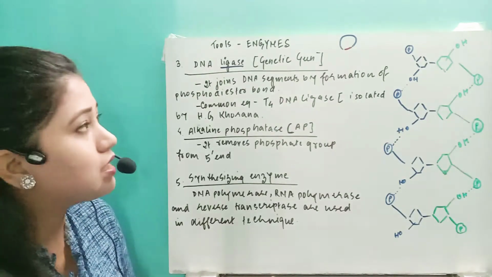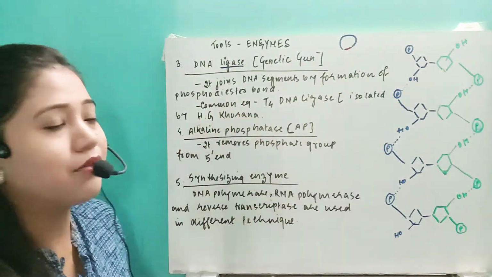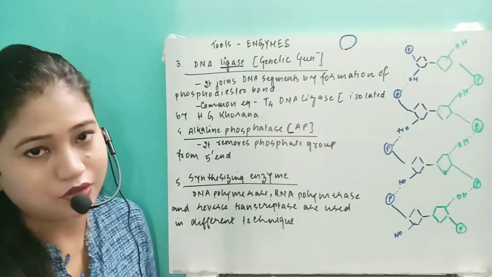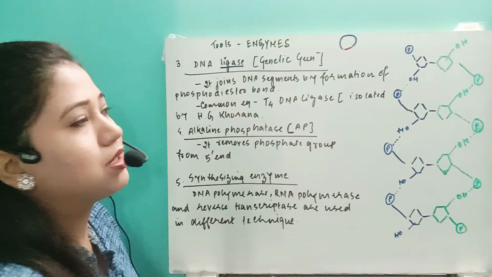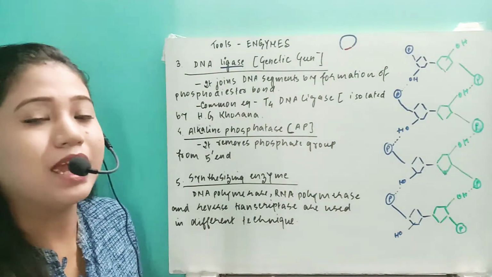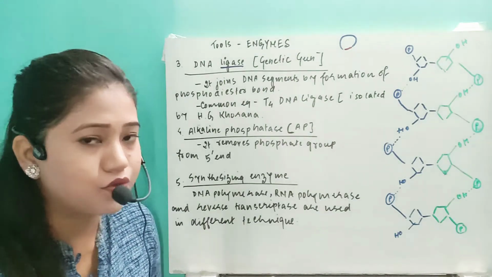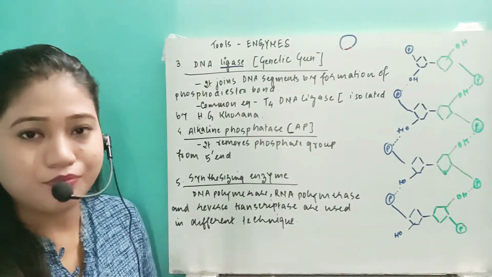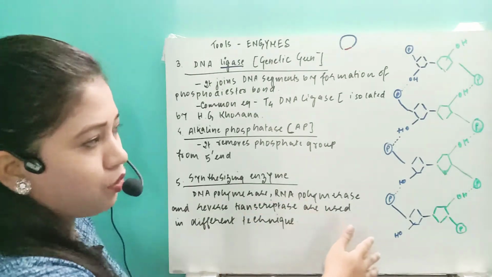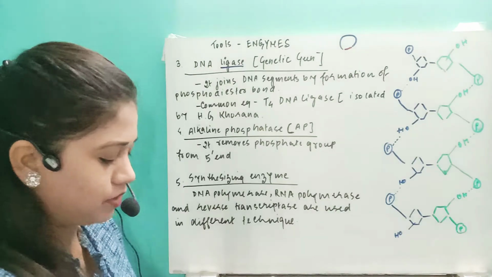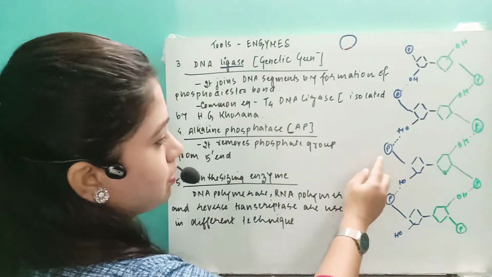Why? Because this enzyme helps in the formation of the phosphodiester bond. First, in this gene fragment, the phosphate group is removed. And this cloning vector also cannot form the bond. So for your easy understanding, I have drawn one diagram. This is one DNA fragment.